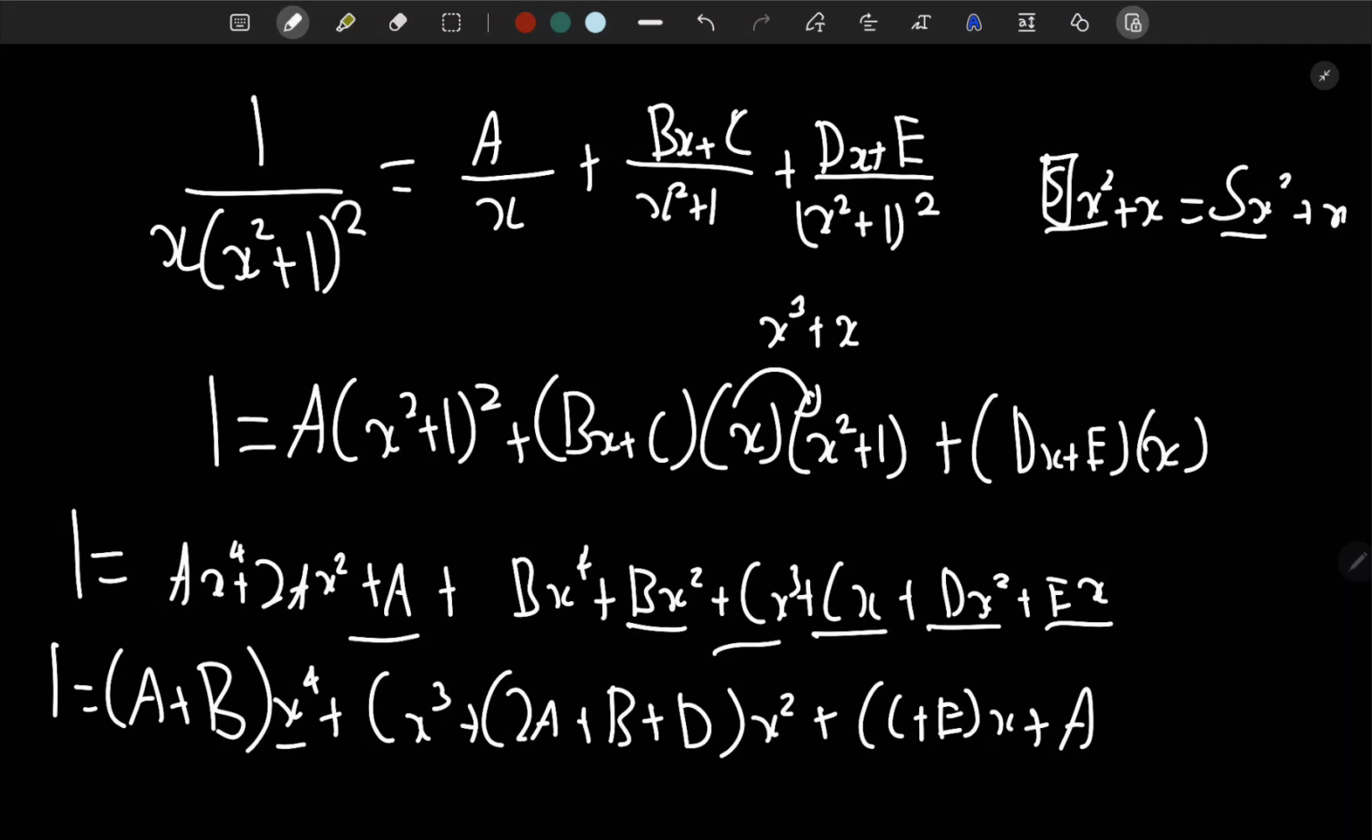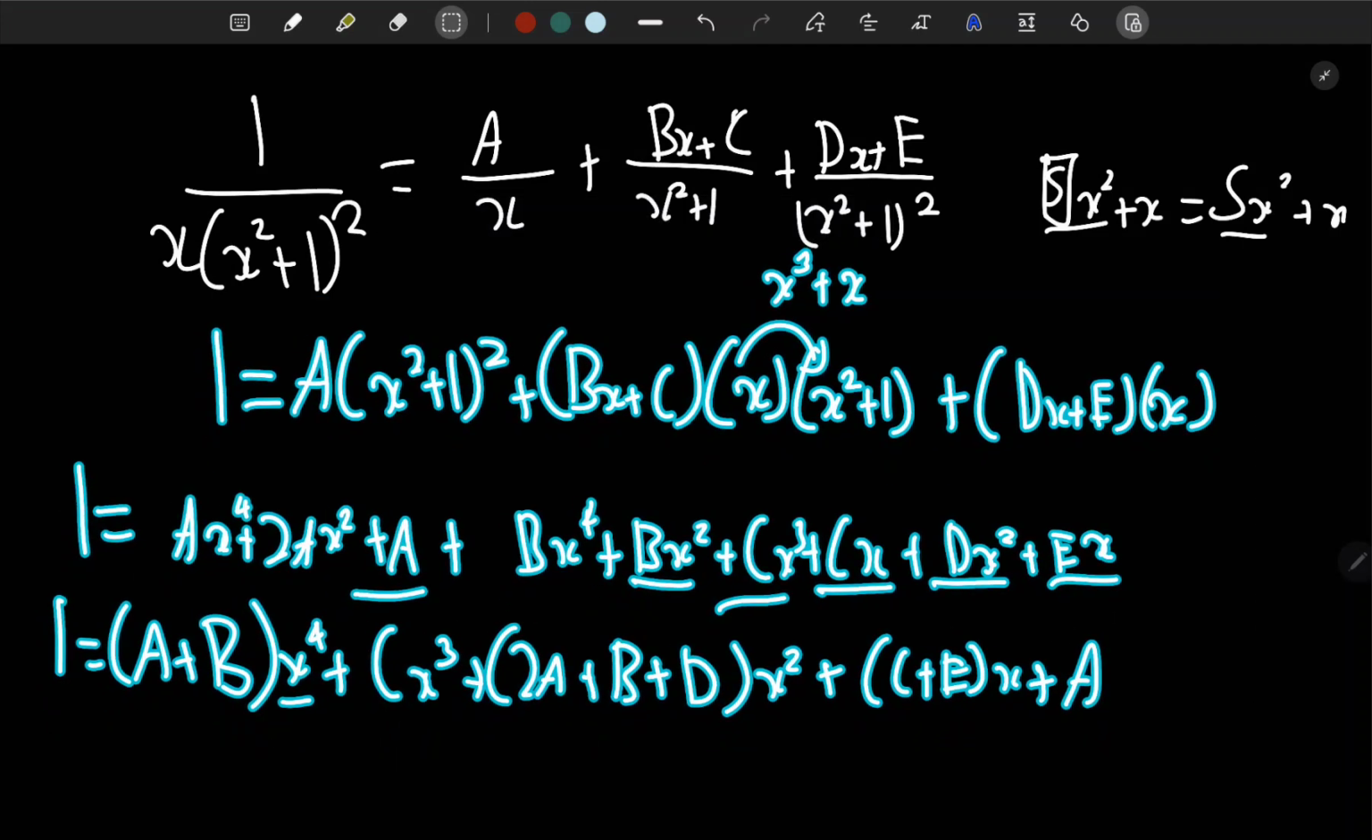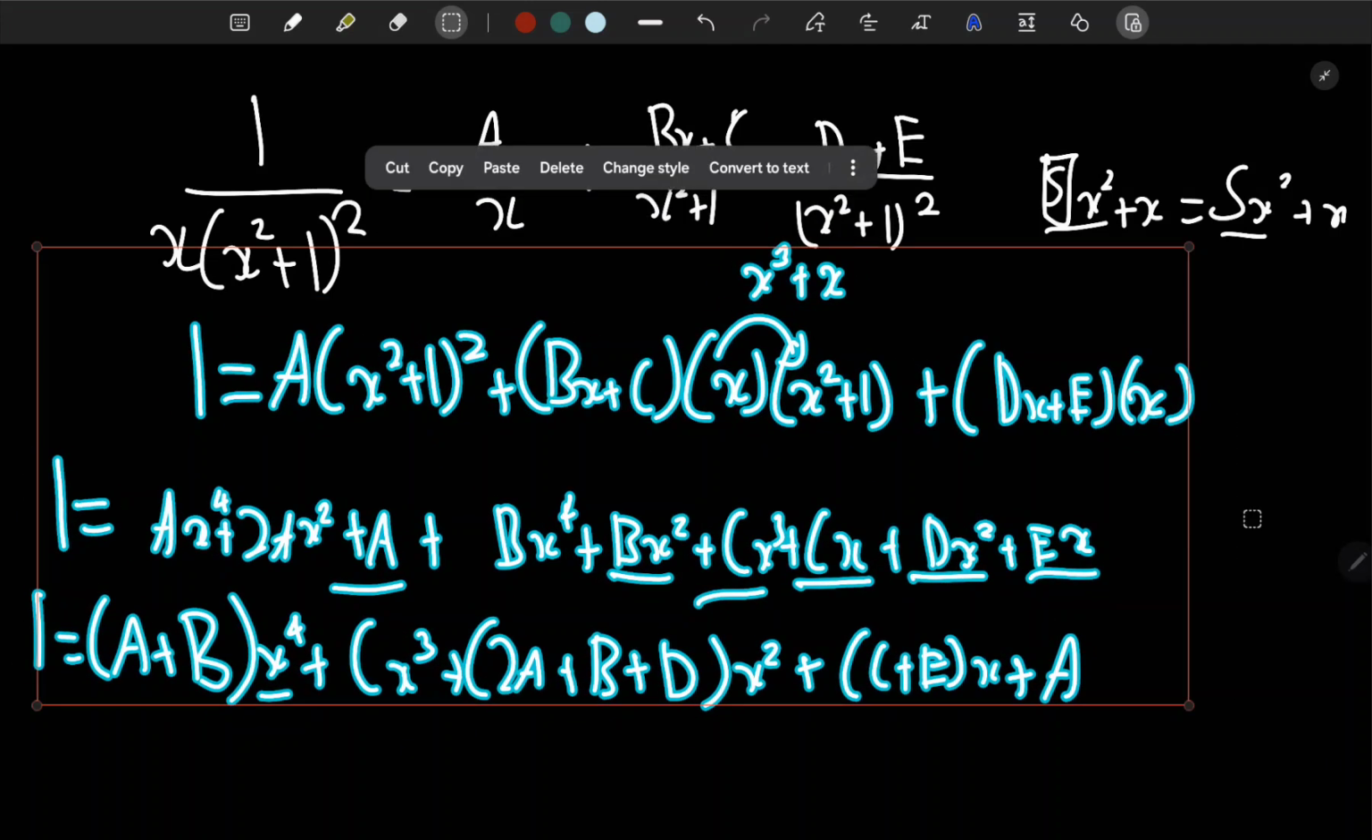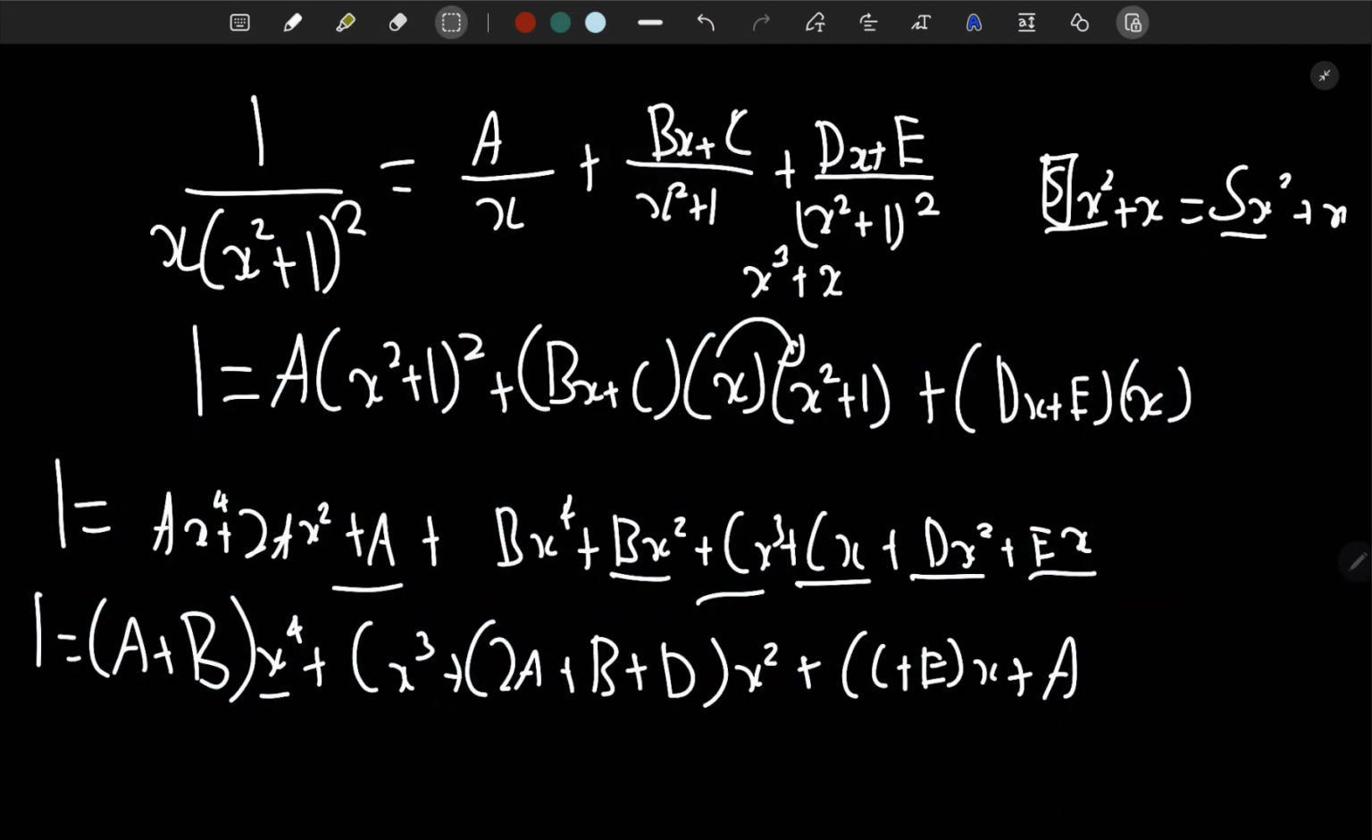So here, what is the coefficient of x to the power of 4 on the left hand side? Nothing, right? 0. As I was saying, we need to look for the coefficient of x to the power of 4 on the left hand side, but we don't have anything, right? So we know that A plus B is equal to 0.